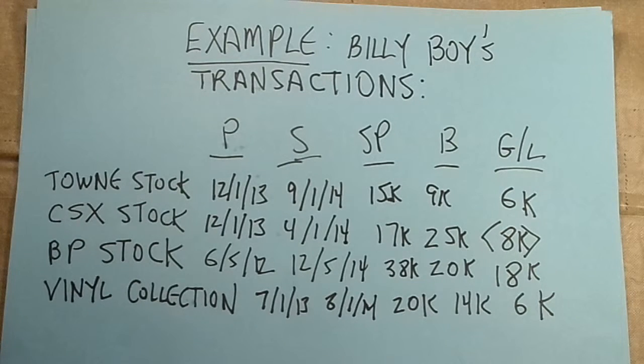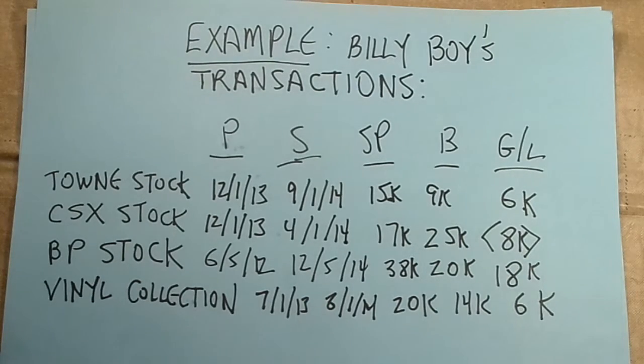And then Billy Boy sold a vinyl record collection. Billy Boy bought the collection on January 1st, 2013, sold it 13 months later on August 1st, 2014. The sale price was $20,000. The basis was $14,000. That made the gain $6,000. A vinyl record collection that sells for this kind of money would be things like original Elvis Presley records, original Beatles records, probably some old blues, and so on.